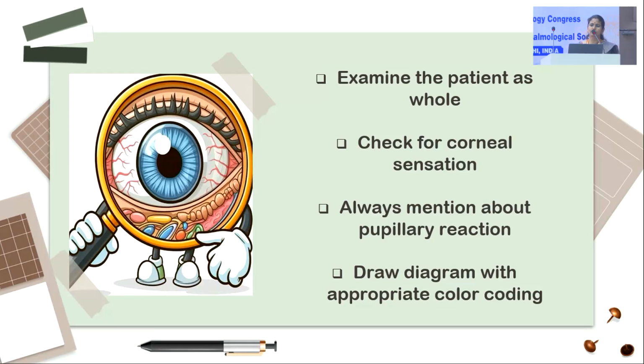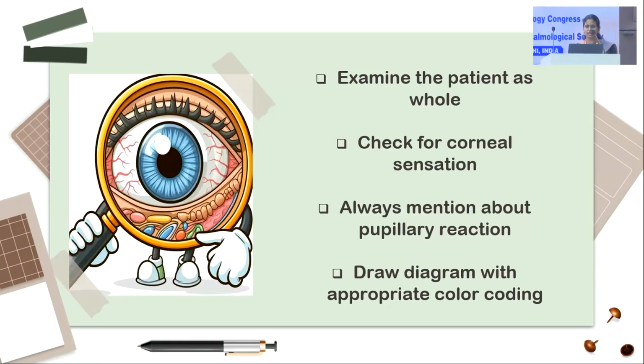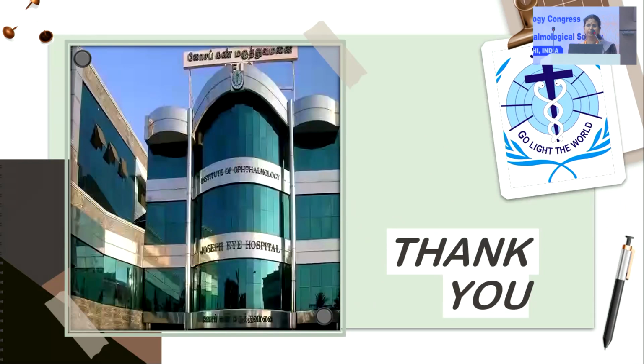Take home message: I want you to examine the patient as a whole, check the cornea, mention the pupillary reaction, whether it's brisk, sluggish, or RAPD is present, and draw a diagram with appropriate color coding.